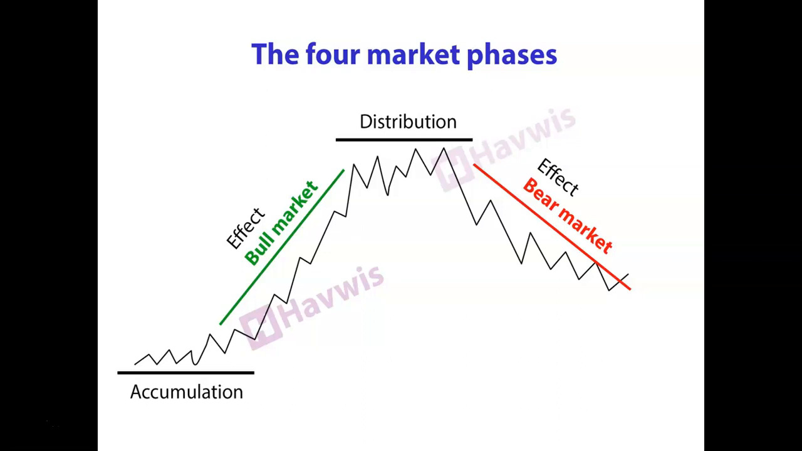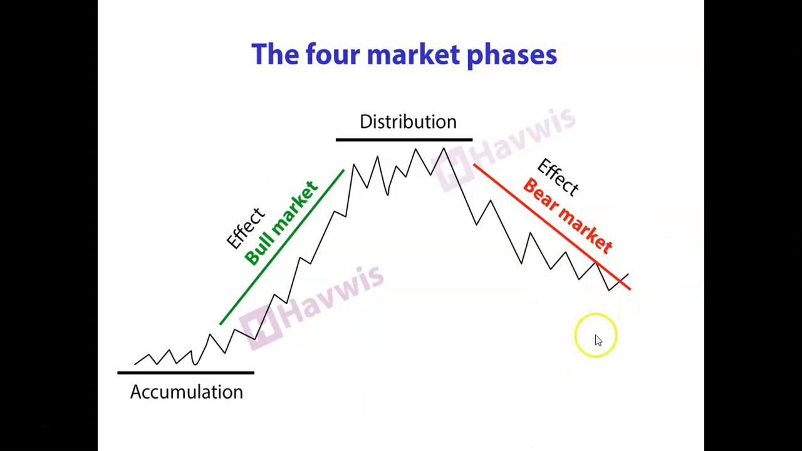So from the accumulation you get the effect, which is the bull market. From the bull market, we stop to distribute, and from the distribution, boom, we come back to the bear market. From the bear market, people come in again to accumulate as much, and the market goes up again. So this is how the market works in a cycle.